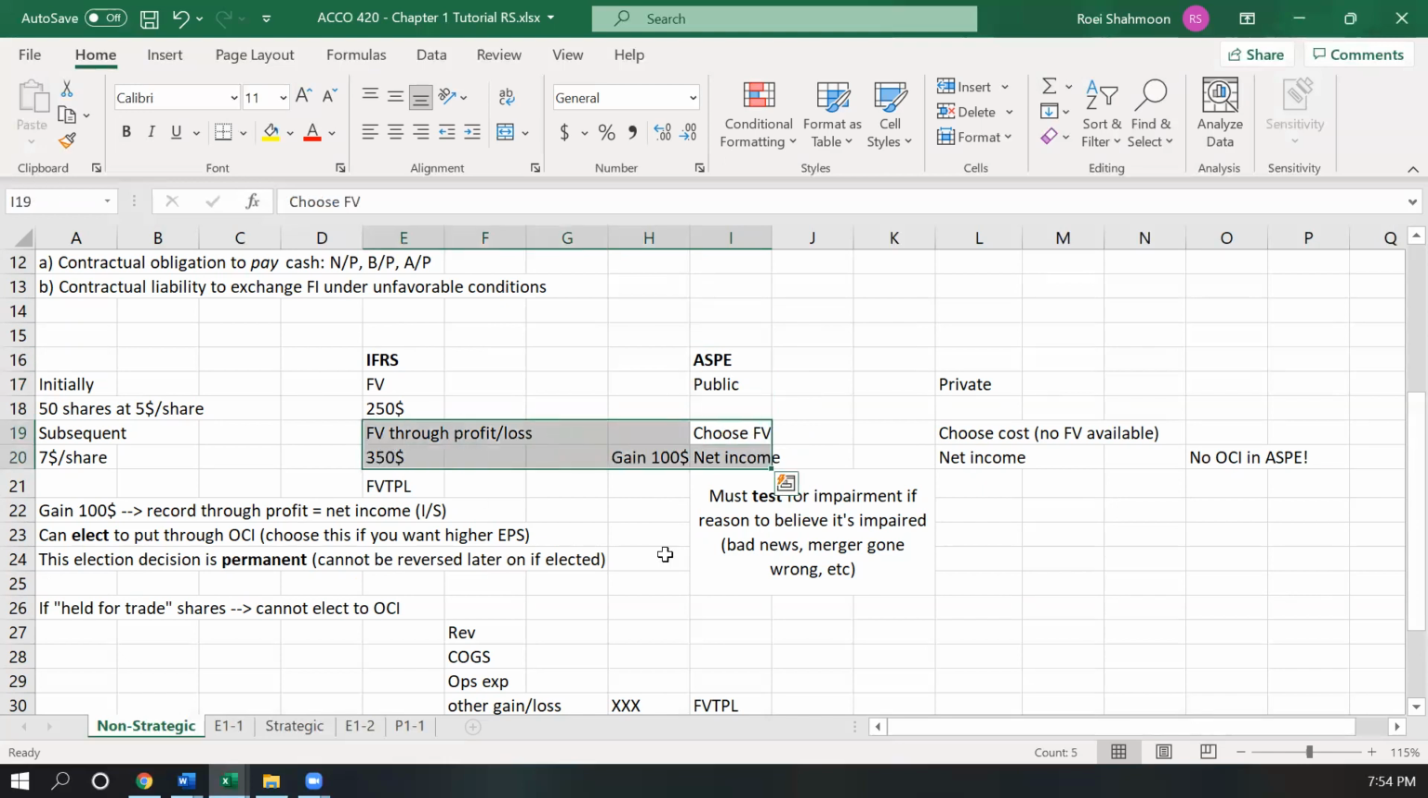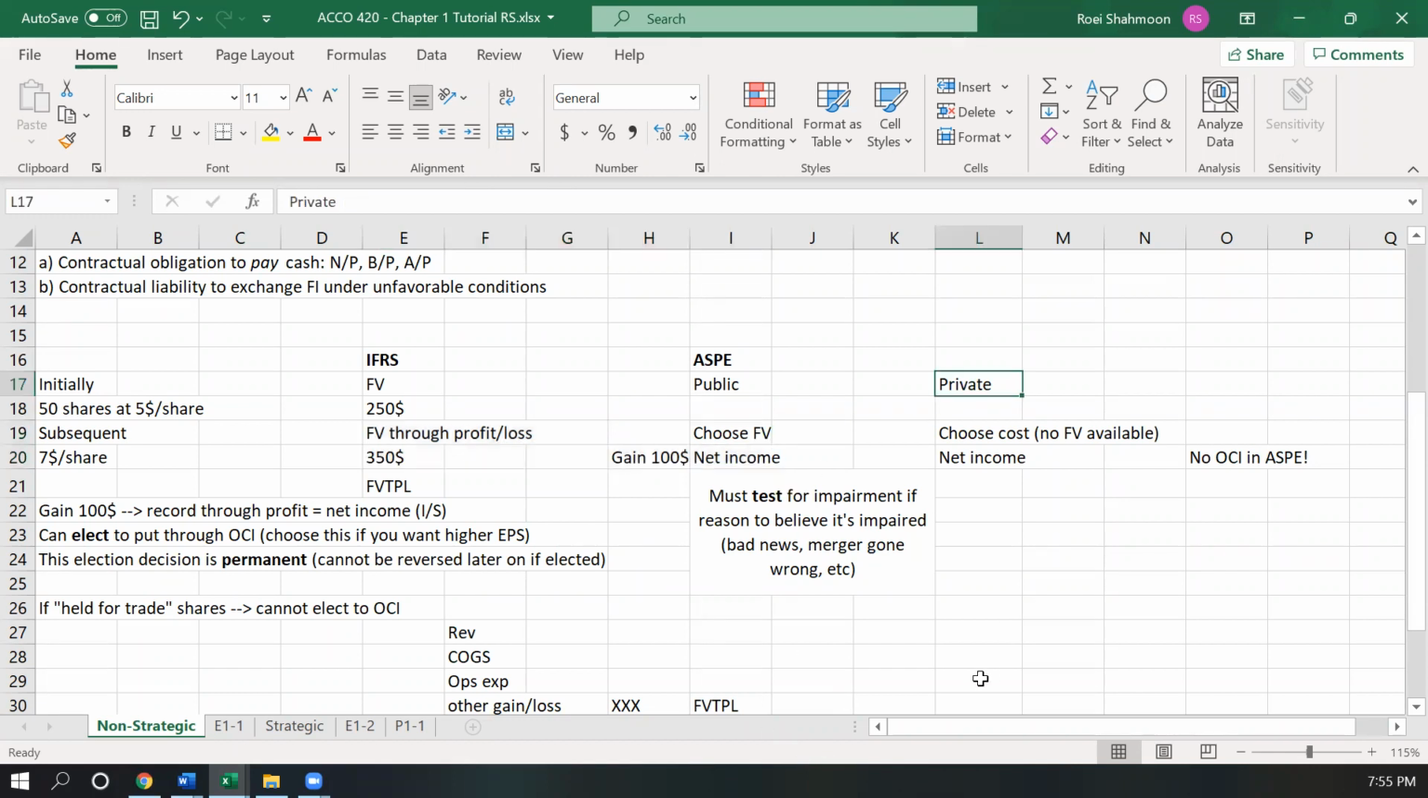So for public ASPE companies, nothing changes. You do fair value through profit or loss. Everything is exactly the same. The only catch here, guys, if you don't remember your ACCO420, there's no such thing as OCI in ASPE. It doesn't exist. There's no other comprehensive income. So you don't have the election option of using OCI. So don't mention that if you're using ASPE, that would be wrong.